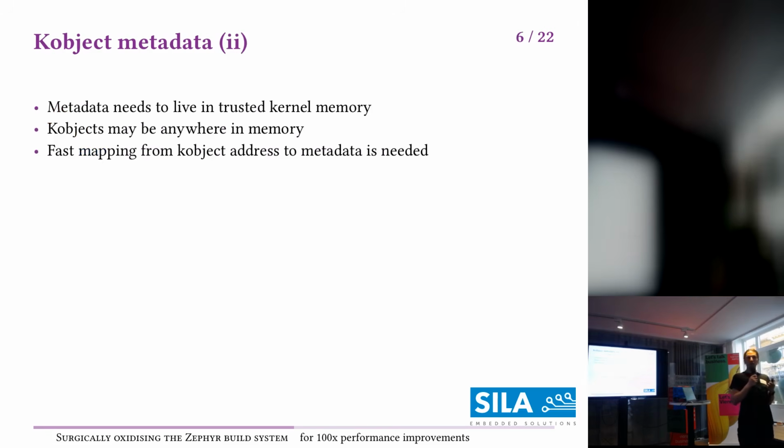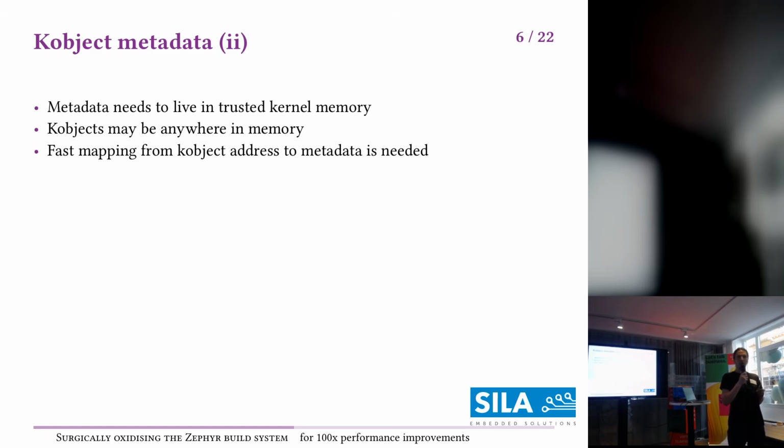The problem is that this metadata, which the kernel uses to verify accesses, needs to live in protected kernel memory, of course. Otherwise, userspace threads could just modify it and say, yes, I'll access. But the kernel objects themselves can live anywhere in memory. If you just define a mutex somewhere, that lives somewhere in the data section, or it could even live inside a struct that you define. So those are separate things.